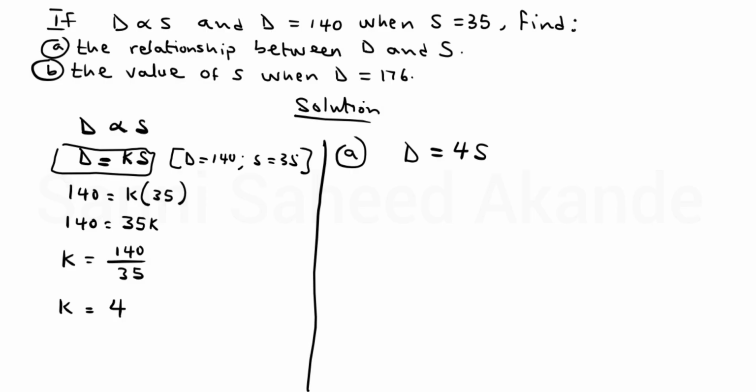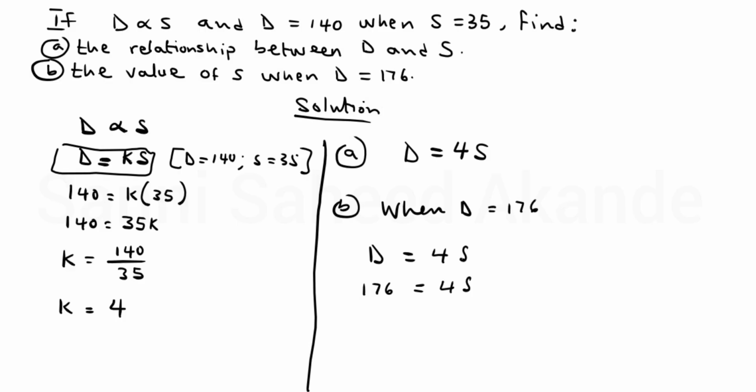Okay, so B, the question says we should find the value of s when d is equal to 176. So we are going to use this relationship between d and s that we just found to answer that. Okay, so when d is equal to 176, then using this equation, d is equal to 4s. So our d is 176, then equal to 4s.